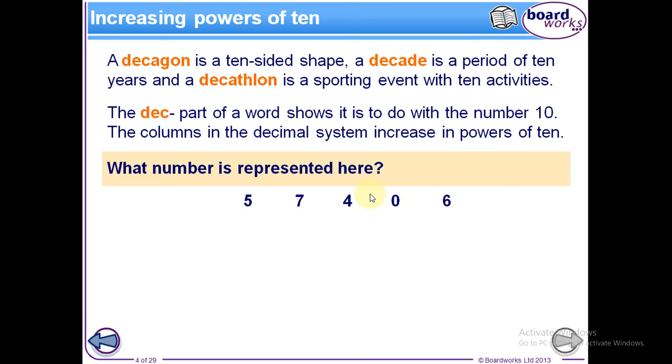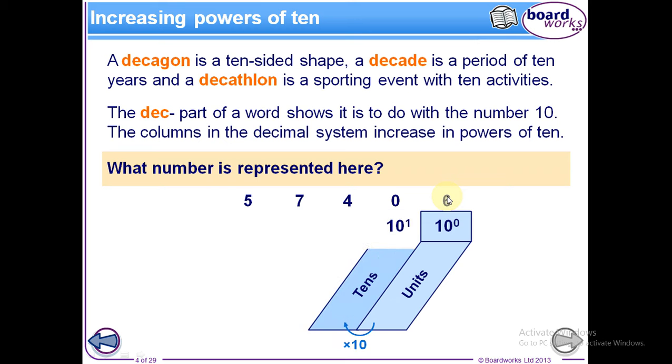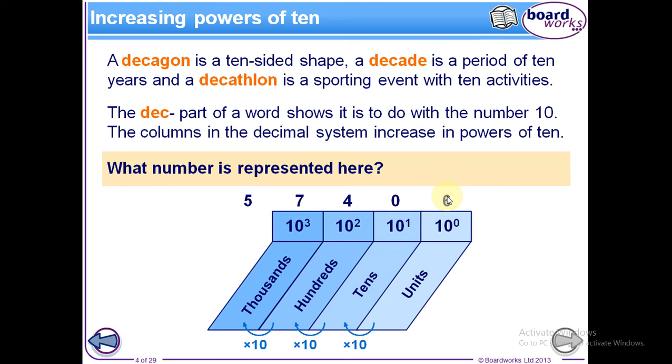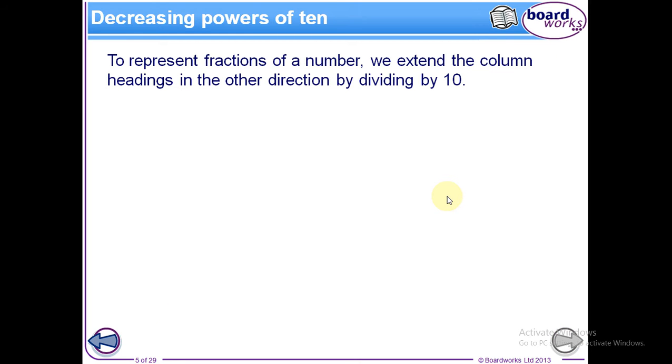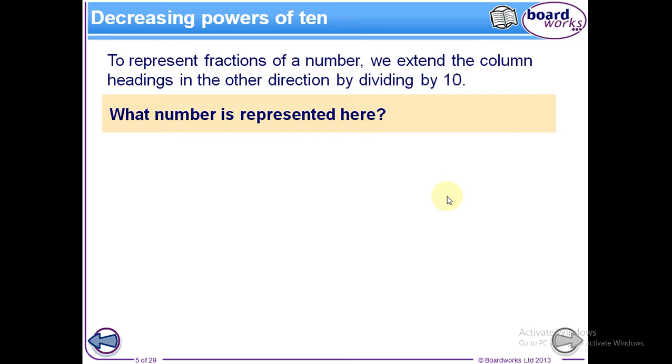Okay, so what number is represented here? Now if you look at this, you start from the units. This is 6 units, 0 tens, 400, 7,000 and 5, 10,000. So to represent fractions of a number, we extend the column headings in the other direction by dividing by 10.